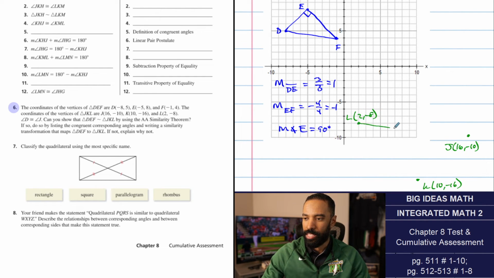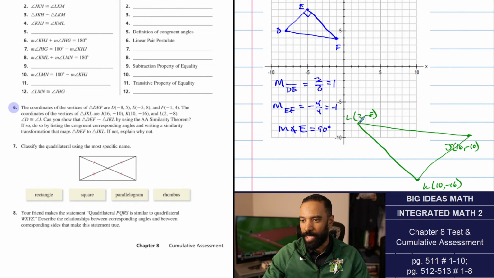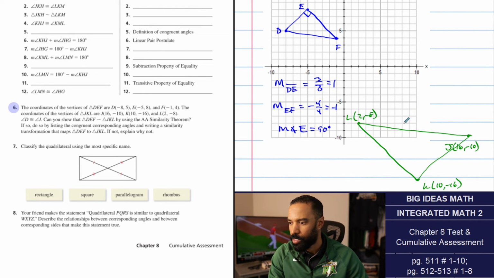Okay. And then these connect like this, and then you're hoping that K is the right angle here by checking out rise and run and stuff. From negative 8 down to negative 16 is down 8. From 2 to 10 is over 8.